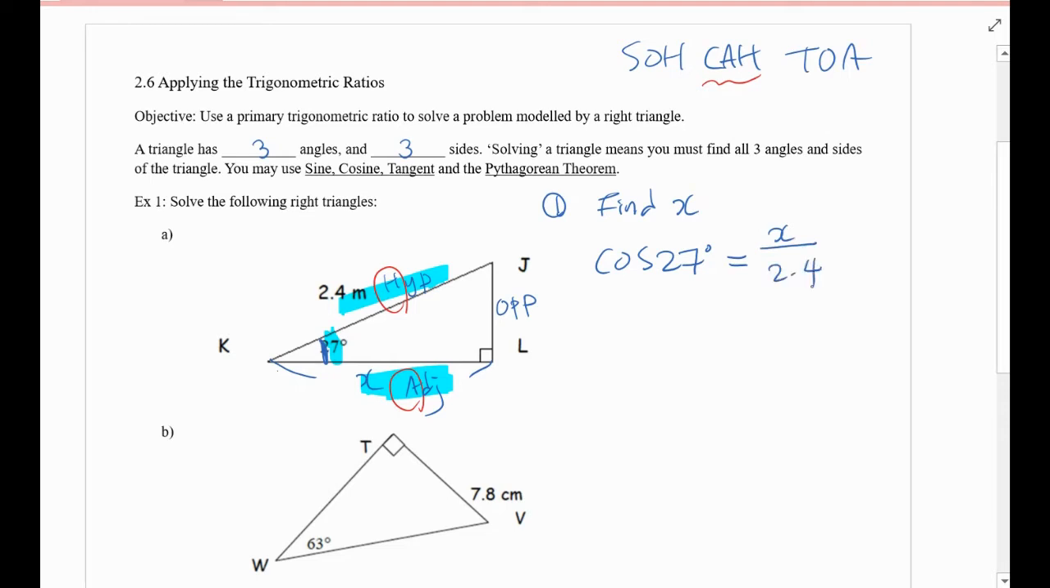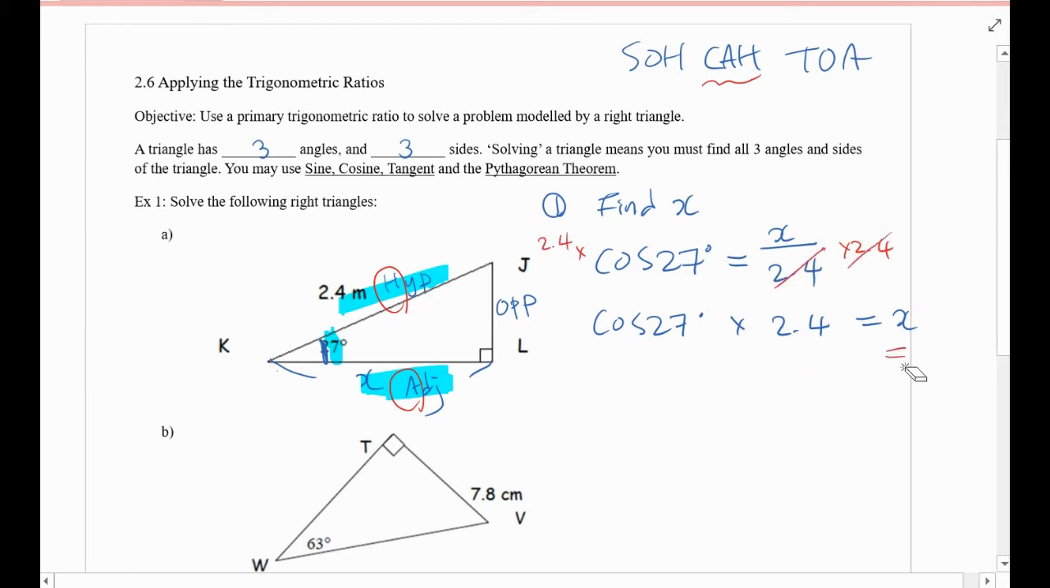Now you know how to find that, right? Since x is on the top, we're going to multiply 2.4 on both sides to find x. So multiply 2.4, multiply 2.4. This will be cancelled and x will be isolated. So simply just multiply cosine 27 times 2.4.